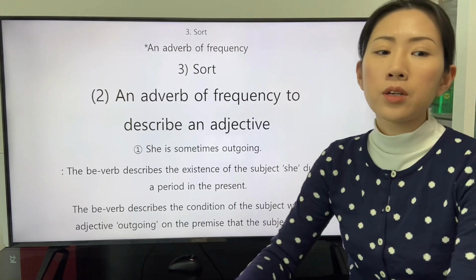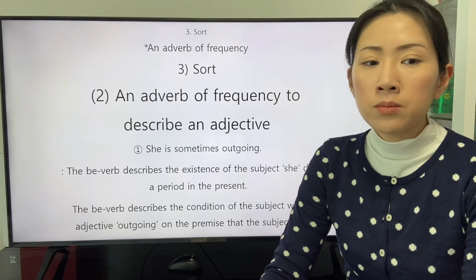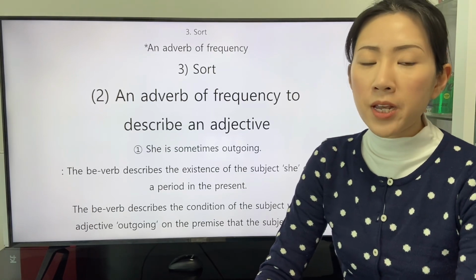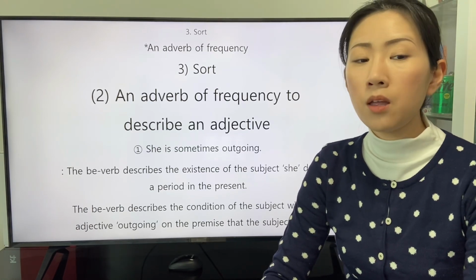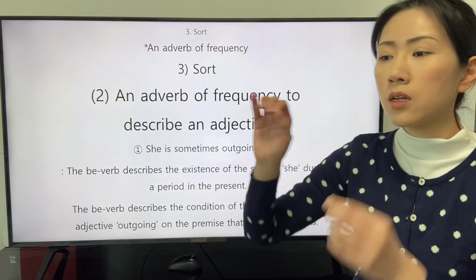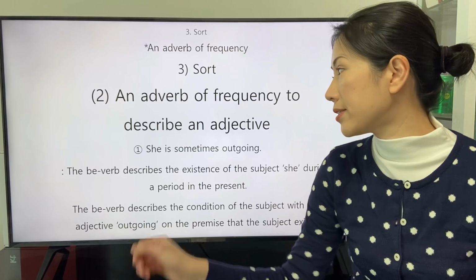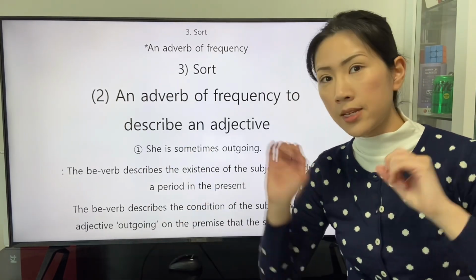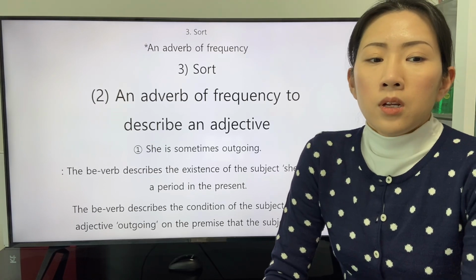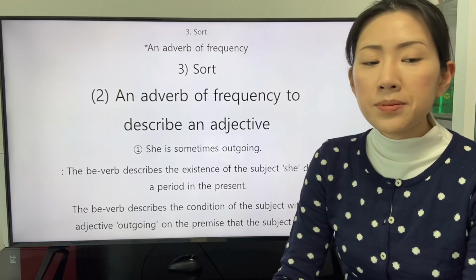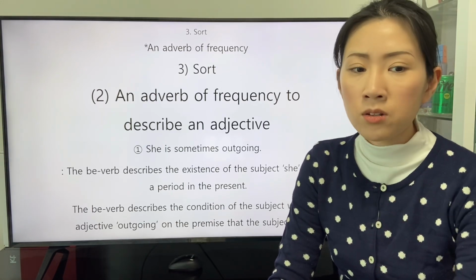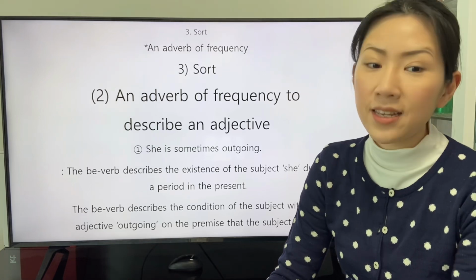There is a clause. She is sometimes outgoing. The be-verb describes the existence of the subject she during a period in the present. The present tense revealed by the be-verb signifies that the subject she exists at the present. The be-verb describes the condition of the subject with the adjective outgoing on the premise that the subject exists.